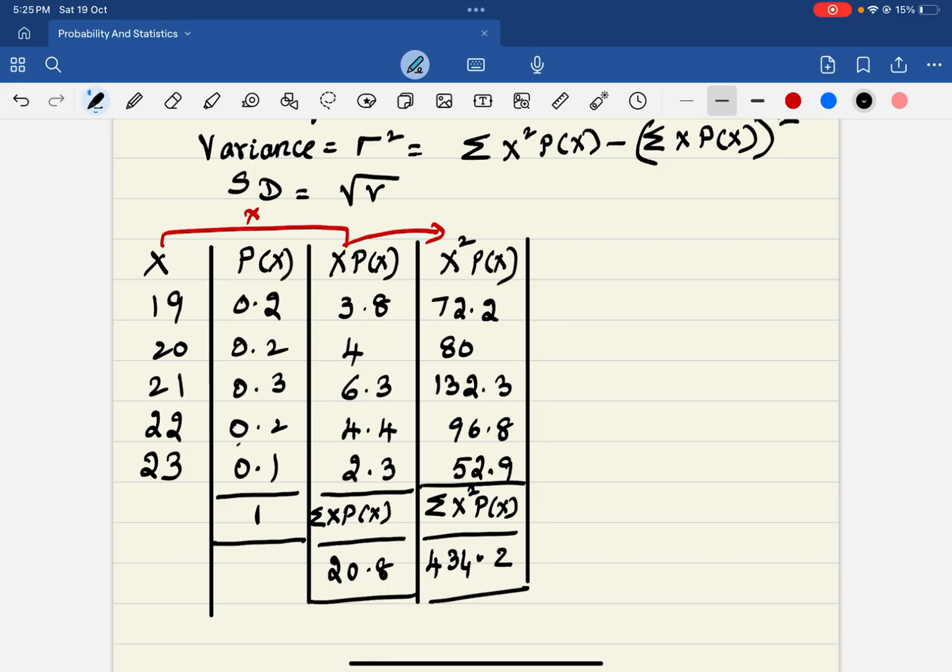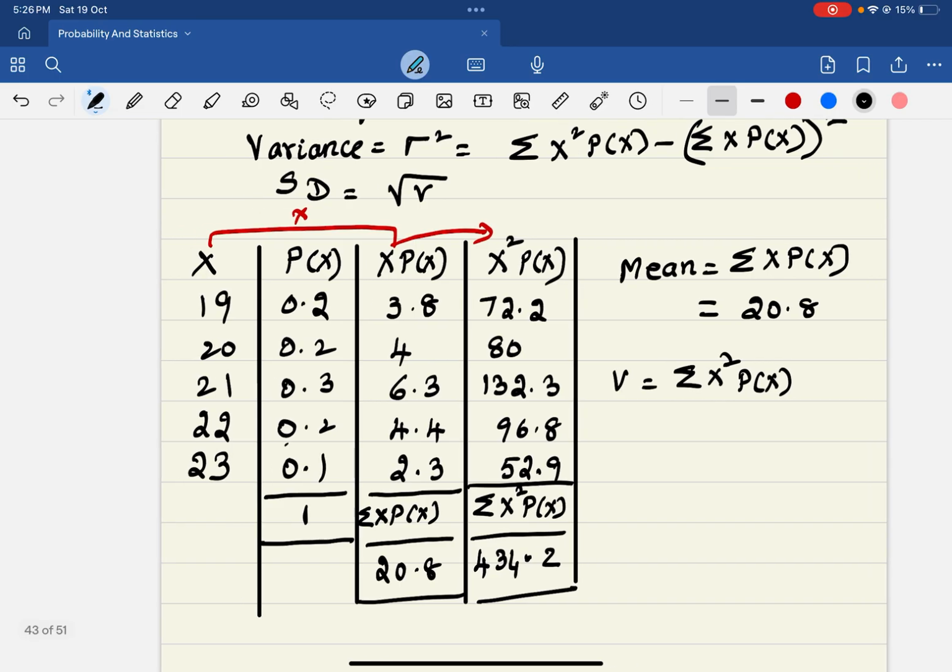Now we have to find out what is the mean. The mean is given by sigma x times p of x. Mean is also called the expected value of x, and that is 20.8. Now the variance is given by sigma x square p of x. Please remember the formula properly.